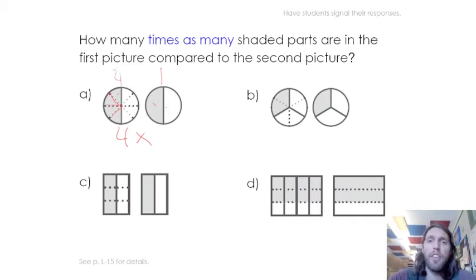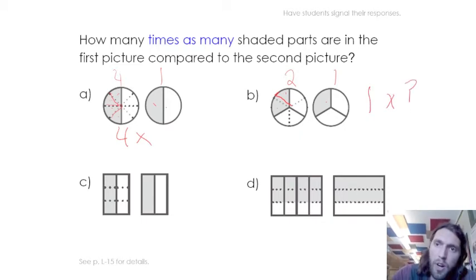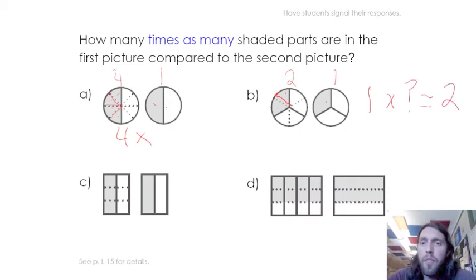All right, now let's look at this one. This has 1, and this has 1, 2. So what do we need to multiply 1 by to get 2? All right, let's take a look again. What do we need to multiply 1 times what equals 2? Whew. I think we all know that one. It is 2. So this one is 2 times as many shaded parts.